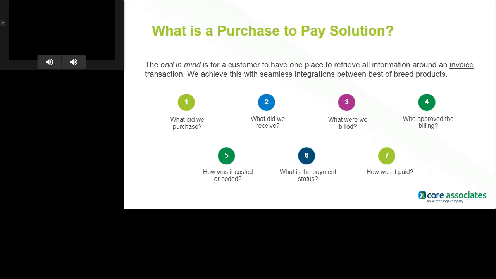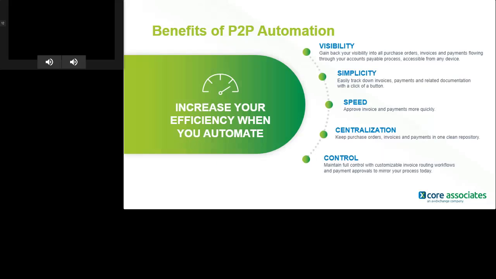Let's talk about a couple of other things before we actually dive into the software. So what are the benefits of the purchase to pay automation? Well, obviously visibility. So we're able to see the purchase orders, invoices, payments, everything flowing through accounts payable, and it's easily accessible on any device. Simplicity, again, tracking down those invoices, the payments, and related documentation. Everything is compiled and it's in TimberScan, and we can pull it up and we can see it all together if we need it. Speed.